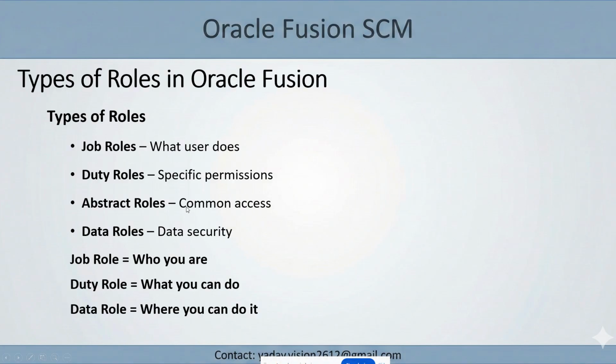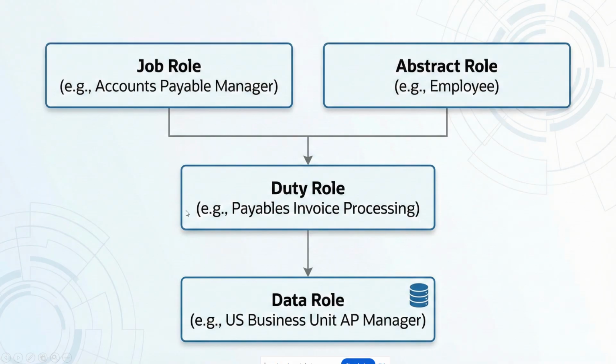Abstract role means it's a common access. For example, there is an employee access. If you step into a company, for example, you joined Titan company as a warehouse operator, you join in the Bangalore location. Your role is warehouse operator. The job role is about your position. The abstract role is about common access. You joined as an employee for Titan.